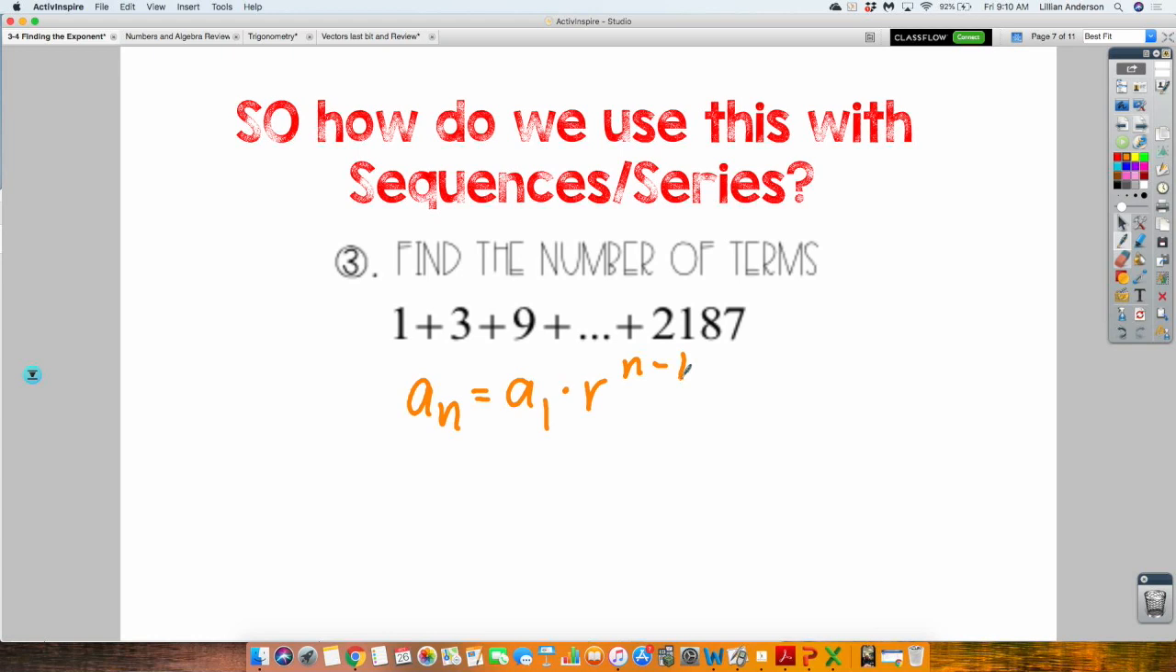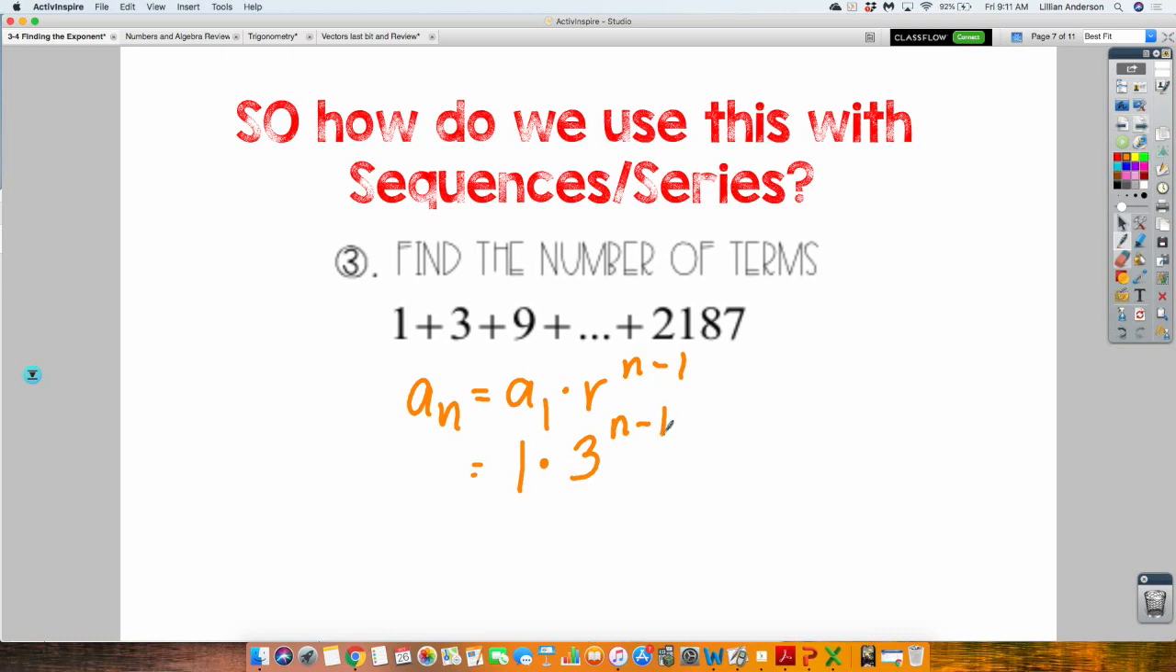Let's plug in everything we know. We know our first term, which is 1. And we can figure out our common ratio by dividing our second term by our first term, which is going to be 3. Then we're going to raise it to the n minus 1. Now we're looking for n. That's what we're looking for. So we're going to set it equal to 2187 because that's the last term. That's the term that we're trying to find.